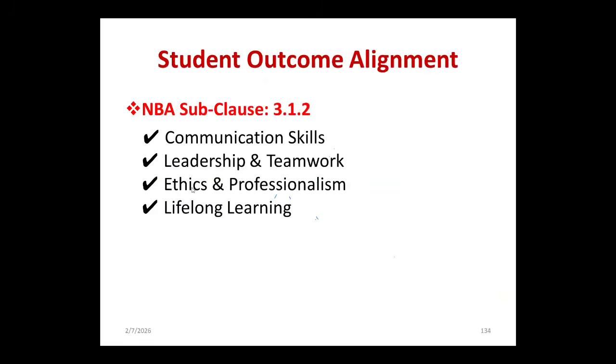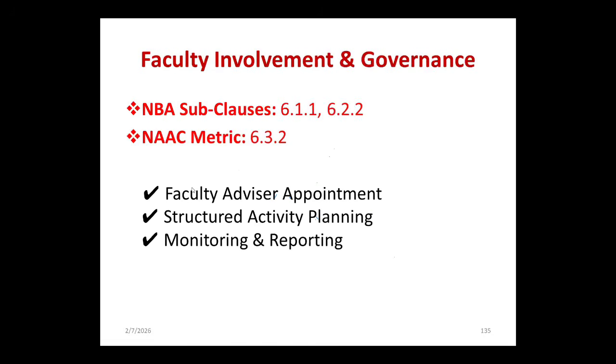Student outcome alignment under 3.1.2 covers communication skills, leadership skills, teamwork skills, ethics, professionalism, and lifelong learning. If you form the COs accordingly and map with POs and PSOs, your attainment level will increase and you will get maximum marks in criteria 3. And under criteria 6, 6.1.1, 6.2.2, then the NAC matrix as 6.3.2: faculty advisor appointments, structured activity planning, mentoring, and reporting that you can show.